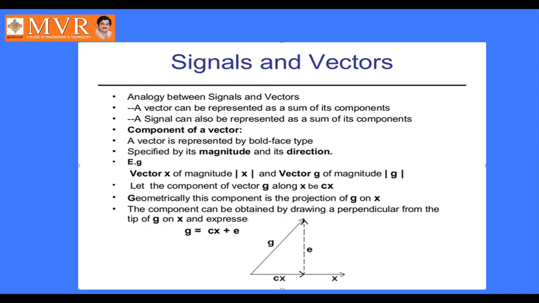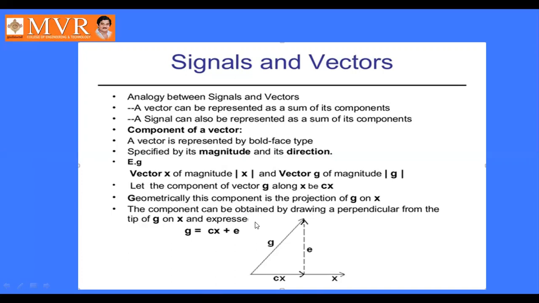If you write the component of one vector along another vector, that is c into x. Here g is written in terms of the other vector x as cx. Geometrically, this component is the projection of g on x. The component can be obtained by drawing a perpendicular from the tip of g on x, and the vector g can be expressed in terms of x as cx plus e. e is the error function or error signal.